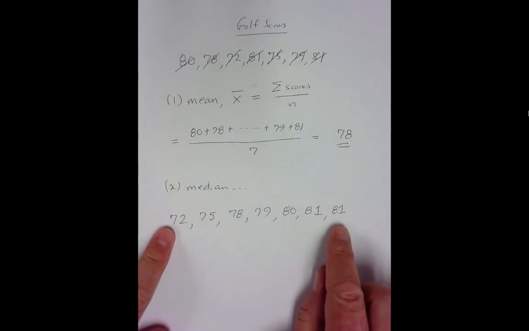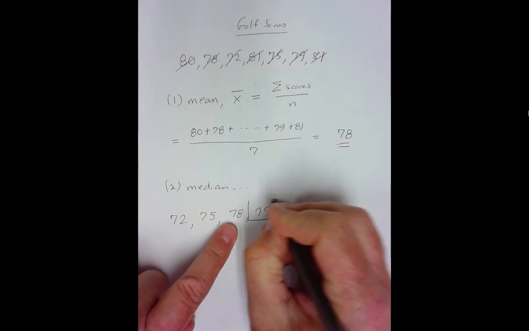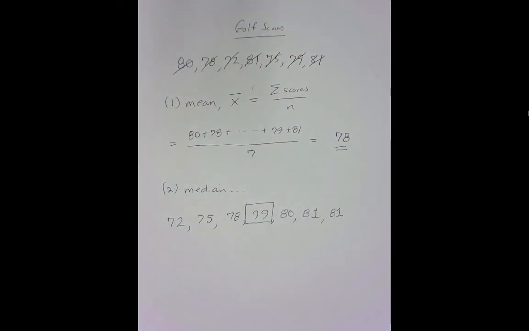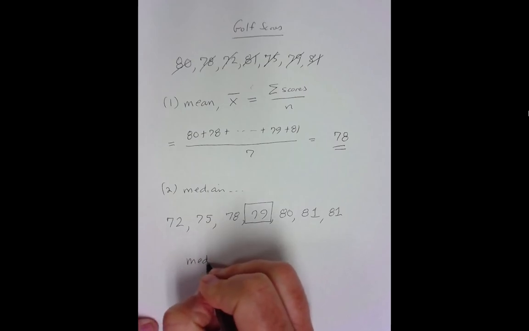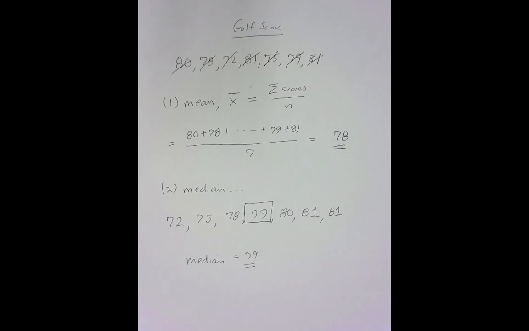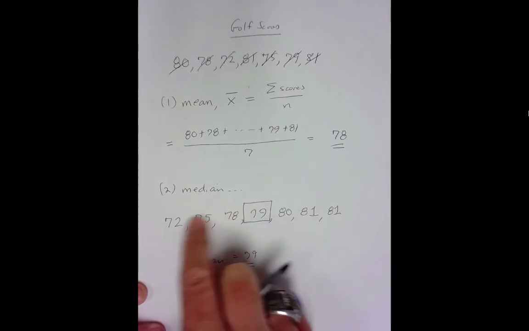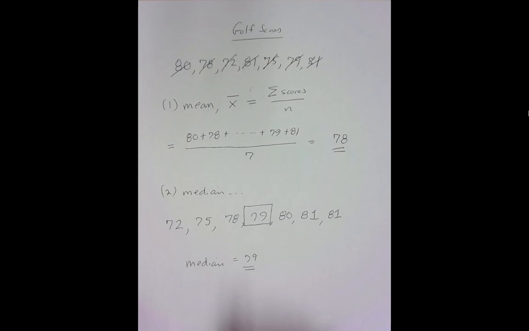Now the median, all I got to do is just count to the center, and I can see the 79 is smack dab in the center. So the median of my golf scores would be 79. So half the time I shoot 79 or higher, half the time I shoot 79 or lower.